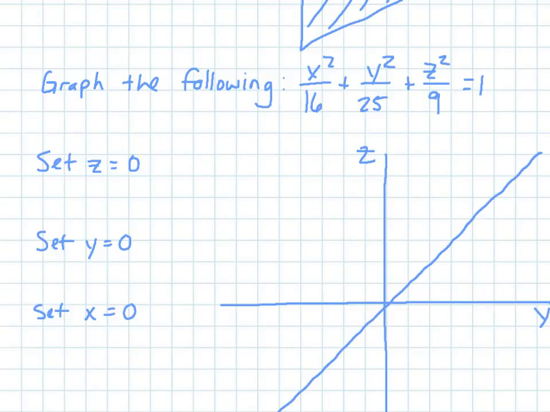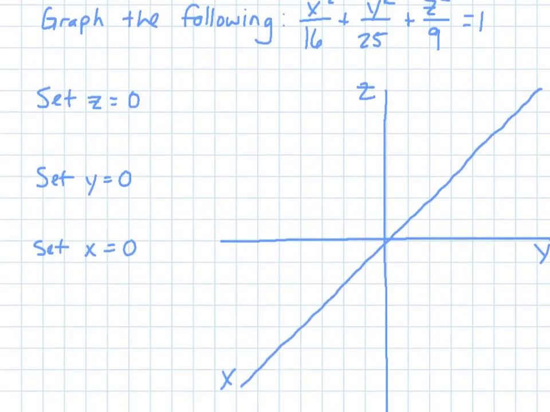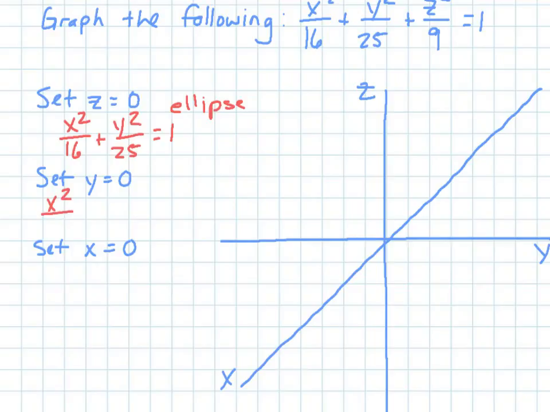and the yz plane. If I plugged in 0 for z, that would leave you with the equation x squared over 16 plus y squared over 25 equals 1. Think about that equation in 2D, because that would be an ellipse. It's got two squares and a plus, so that's an ellipse equation. If I plug in 0 for y, you would get x squared over 16 plus z squared over 9 equals 1. That would also be an ellipse.